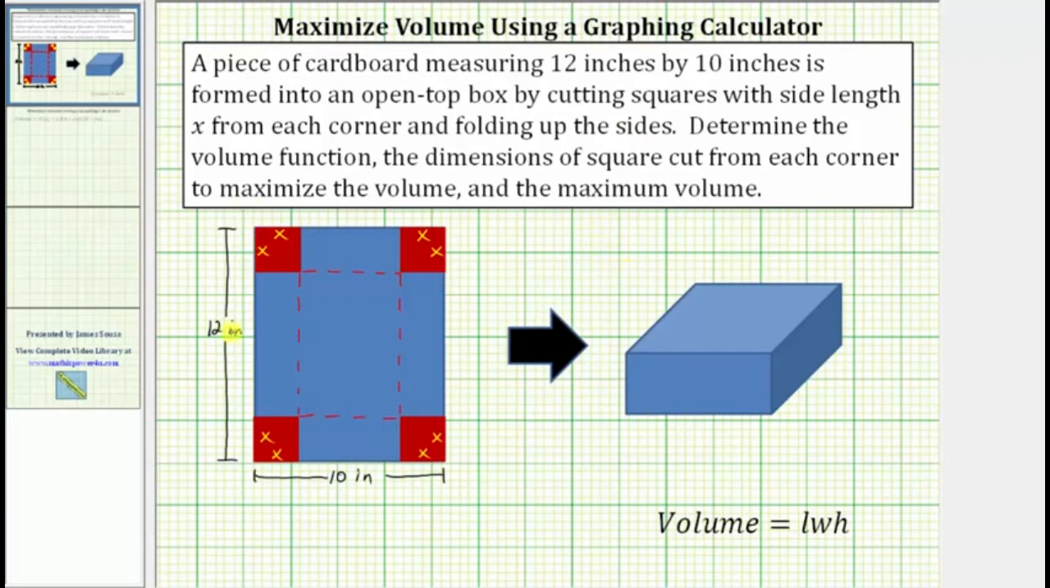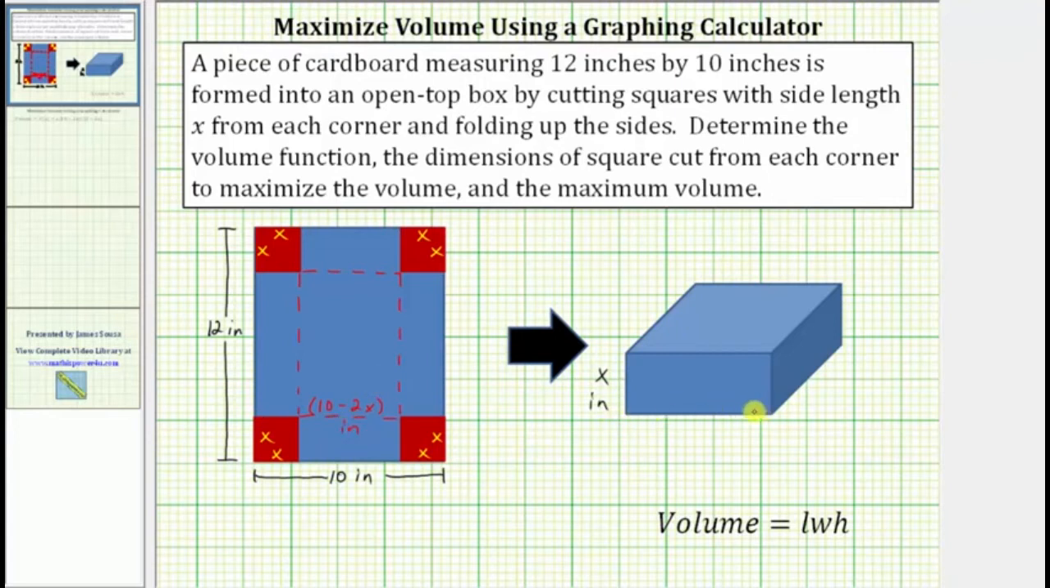We begin with this 12-inch by 10-inch piece of cardboard. Then we cut out these red squares from each corner, fold up the sides, and form this open top box. Notice when we fold up these edges, the height of the box is x inches. This length here would be the length of this edge. Notice how this would be a total of 10 inches minus x inches, or 10 minus 2x inches.